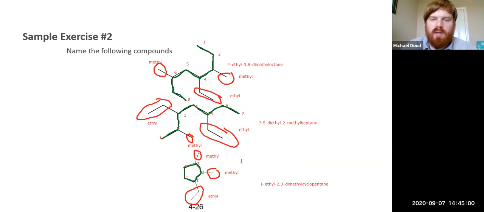And then down here, cyclopentane, we just have a ring here of 5 carbons, so cyclopentane, that's our parent chain. Now we could start from this methyl group because we're going to number it 1, 2, 3, or we could number it from this ethyl group 1, 2, 3. So ethyl versus methyl, this falls down to alphabetical order, and ethyl comes before methyl, so that means this has to be carbon 1. So it becomes 1-ethyl-2,3-dimethylcyclopentane. That should be our answer.